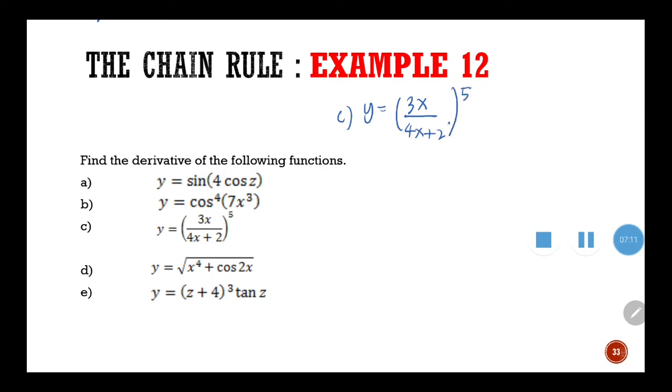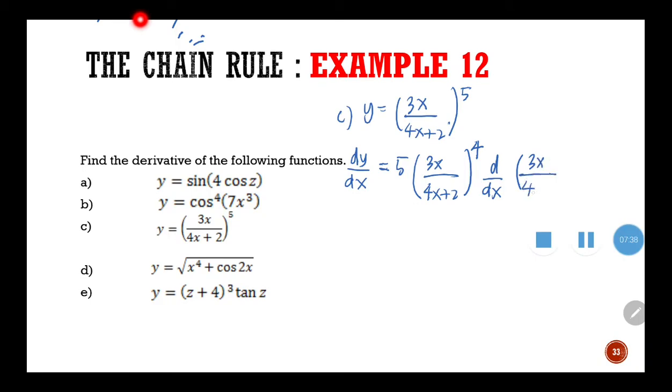Okay, to differentiate this involves the power rule, the chain rule for power. So what you have to do, as usual, the power comes down, 5, and then whatever inside you just copy, 4x plus 2, and the power will reduce by 1, so you get 4, and then we find the derivative d dx for 3x over 4x plus 2.